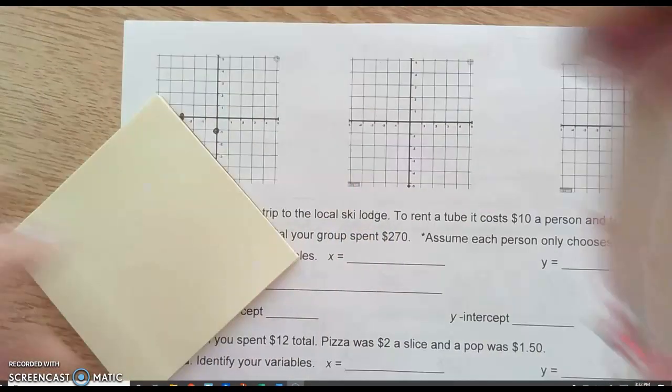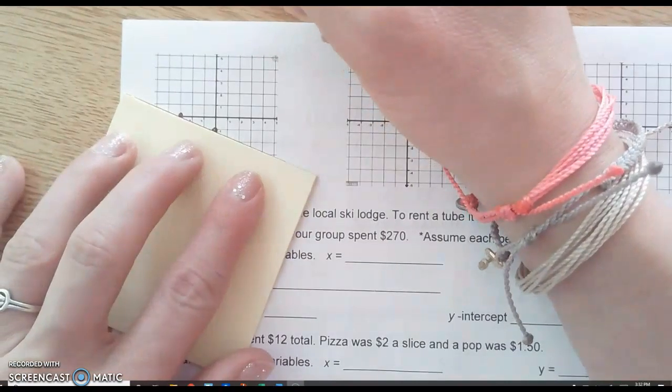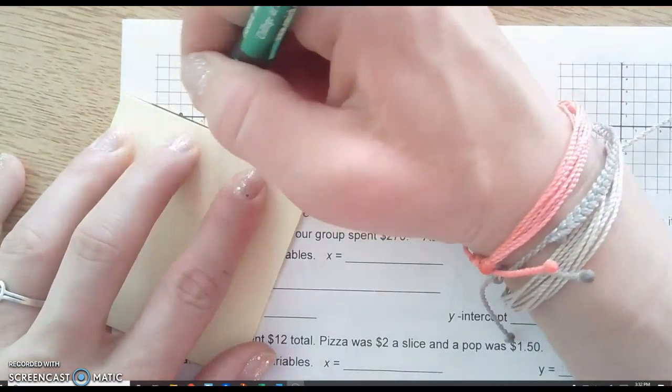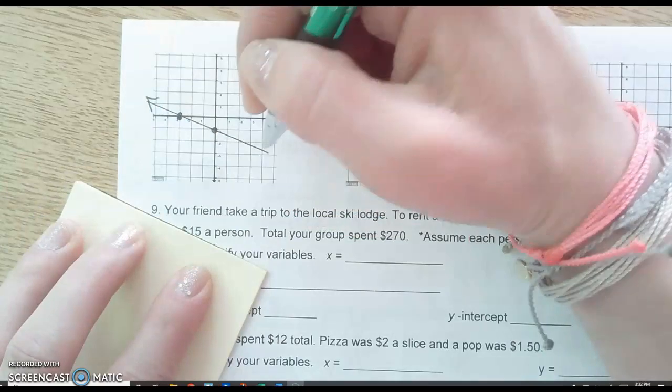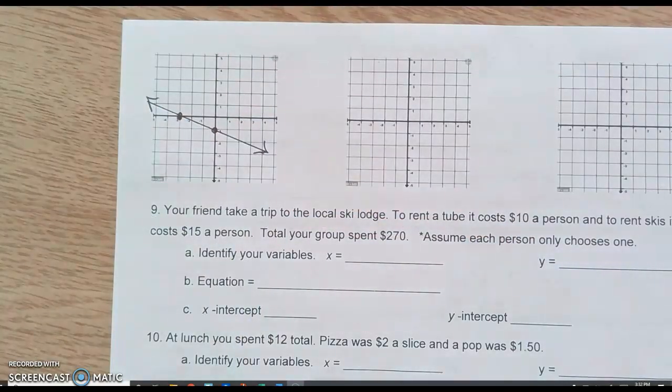And that's all I need to graph it. So I just need to connect the dots, and I've got my line. So that's graphing with intercepts. Okay, let's do another one.